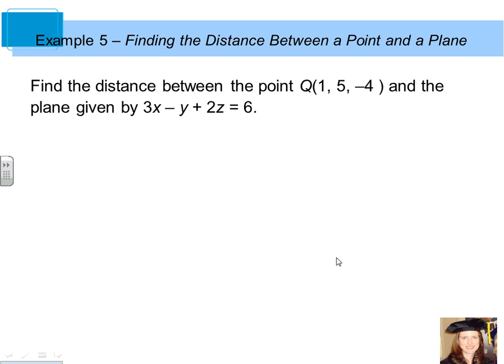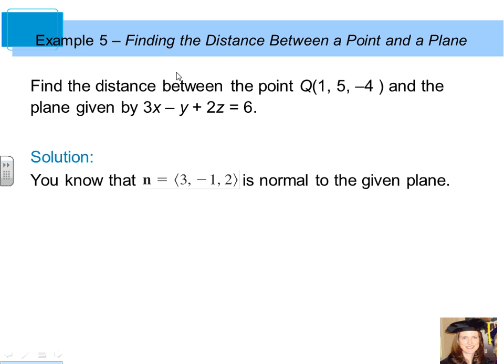In this example, we want to find the distance between the point Q, (1, 5, -4), and the plane given by 3x - y + 2z = 6. We need to find a point on the plane, we'll call it P, and we want to find the vector from P to Q. Project that PQ vector onto the normal vector and find the magnitude of that. Okay, so you can identify the normal vector by looking at the coefficients of the x, y, and z. The normal vector is <3, -1, 2>.